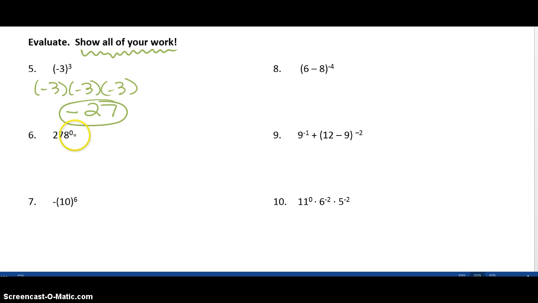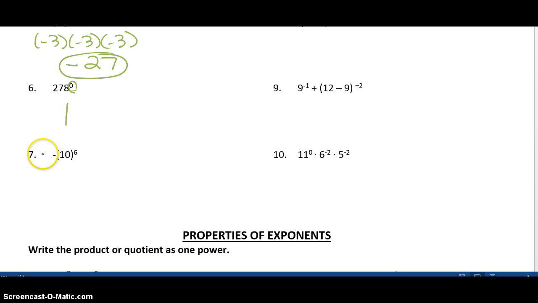Number 6, 278 to the 0 power. Anything to the 0 power is always 1, so we know that one's just 1. There's really no work we can show there. For number 7, 10 to the 6th is 1 million. But we have to remember this negative sign is on the outside of our parentheses, so we apply that afterward. So it should be negative 1 million for that answer.